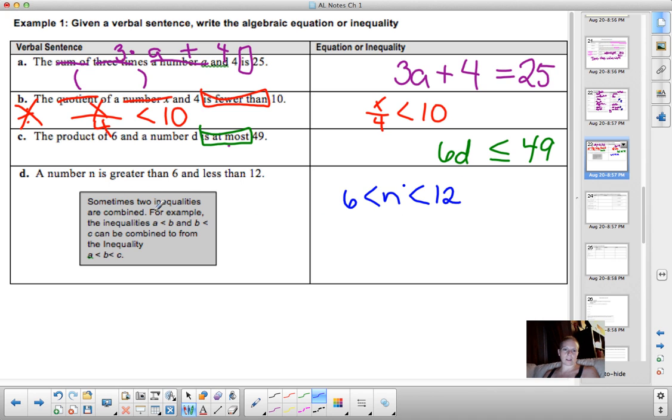Sometimes two inequalities are combined. For example, the inequalities A is less than B and B is less than C can be combined to form the inequality A is smaller than B while B is smaller than C. So it says both of those pieces: the fact that B is bigger than A and B is smaller than C. This one right here, this letter D, it takes some practice. I would anticipate seeing quite a few of these as we go through and start practicing more.